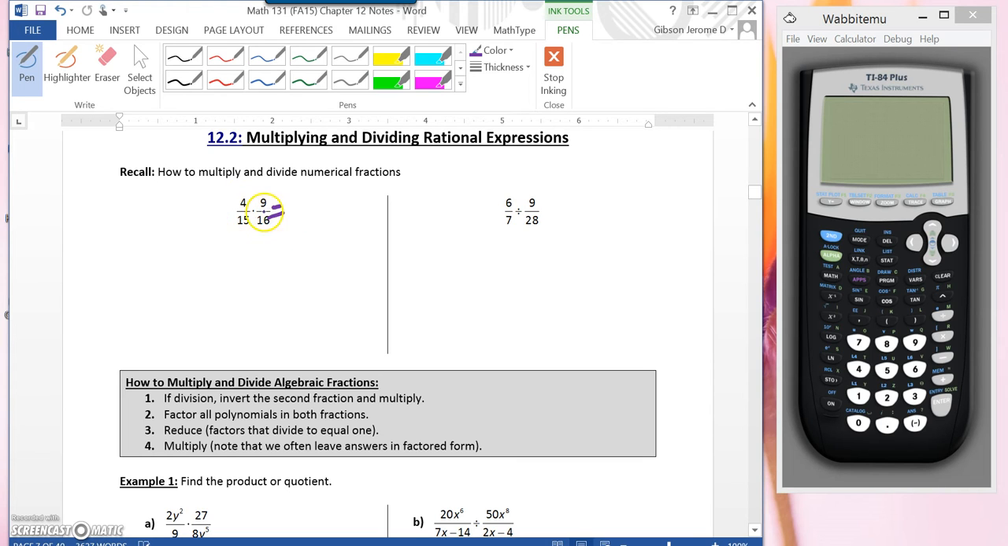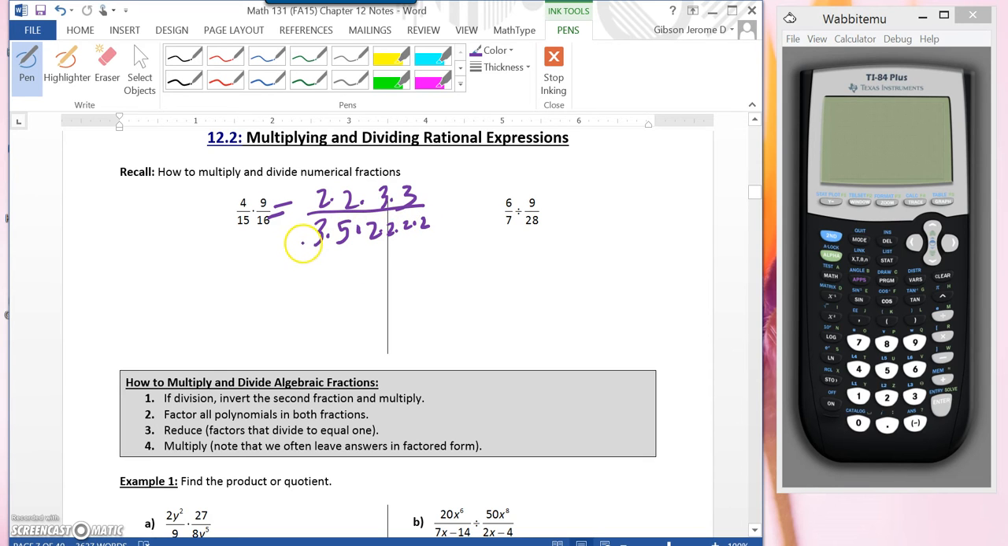Now, what we want to show here is the prime factorization of all of these values. So we will add 2 times 2 times 3 times 3. That'll take care of 4 and 9. 15 we know factors out to 3 and 5. And 16 factors out to 4 twos.